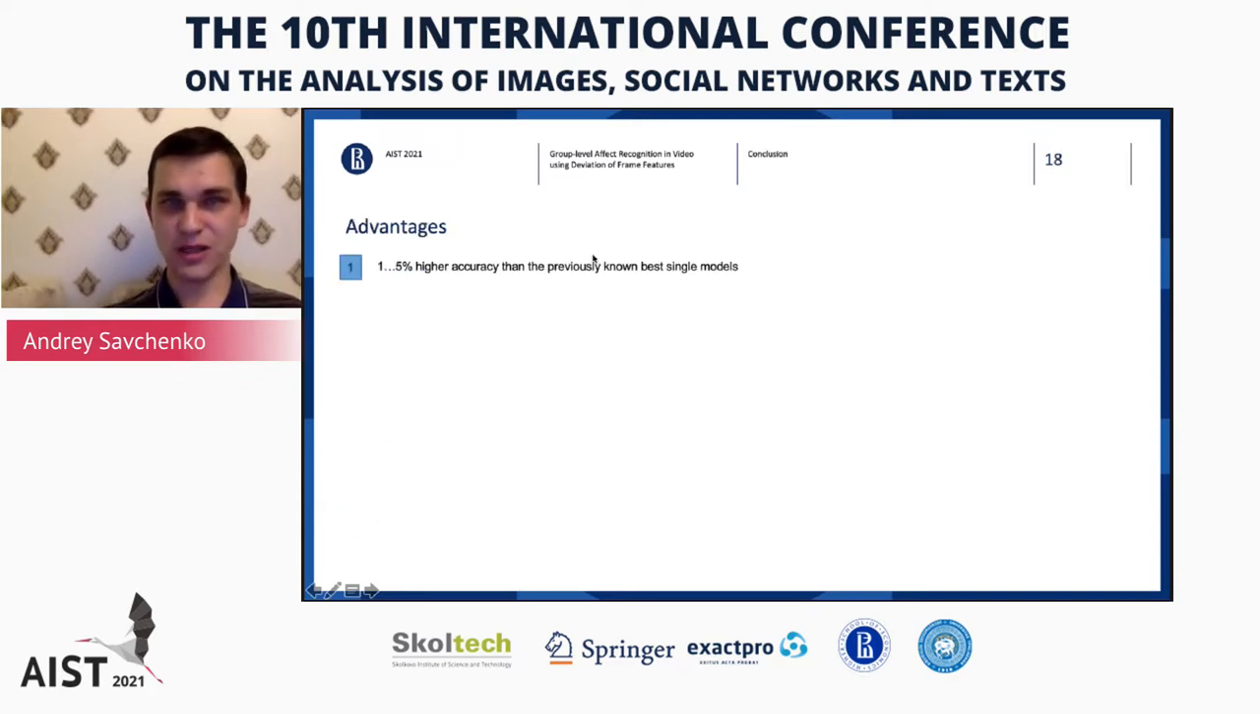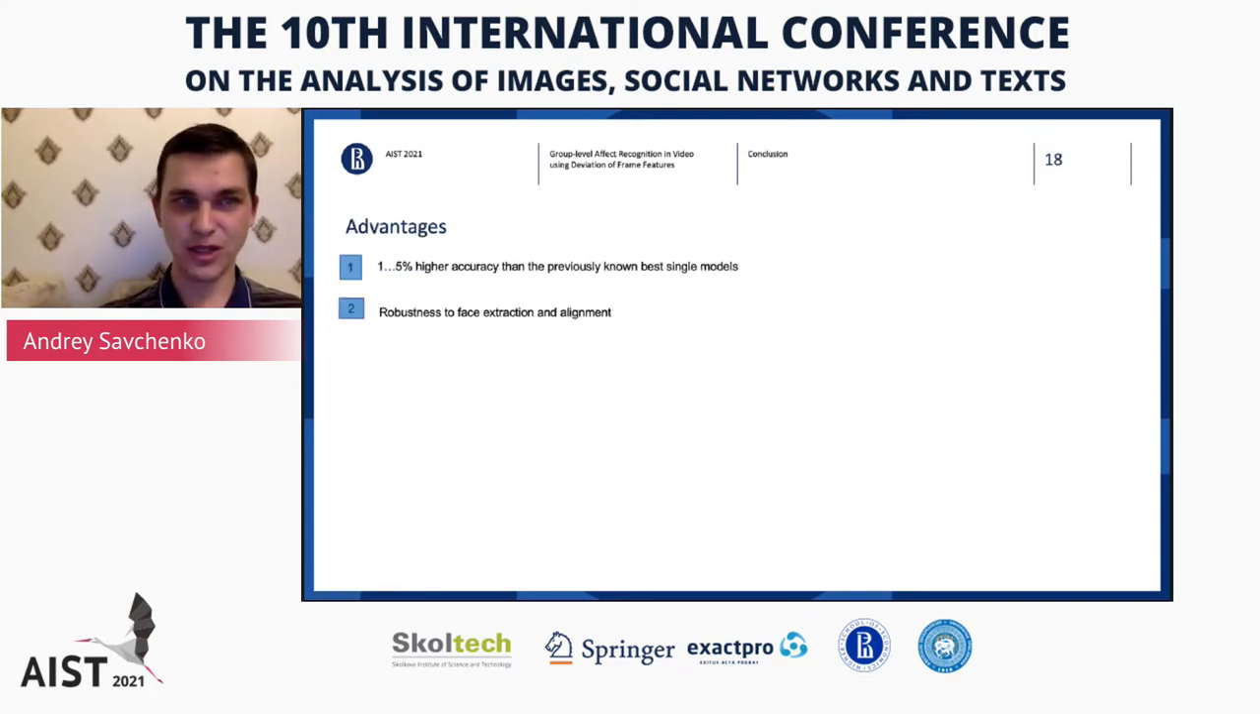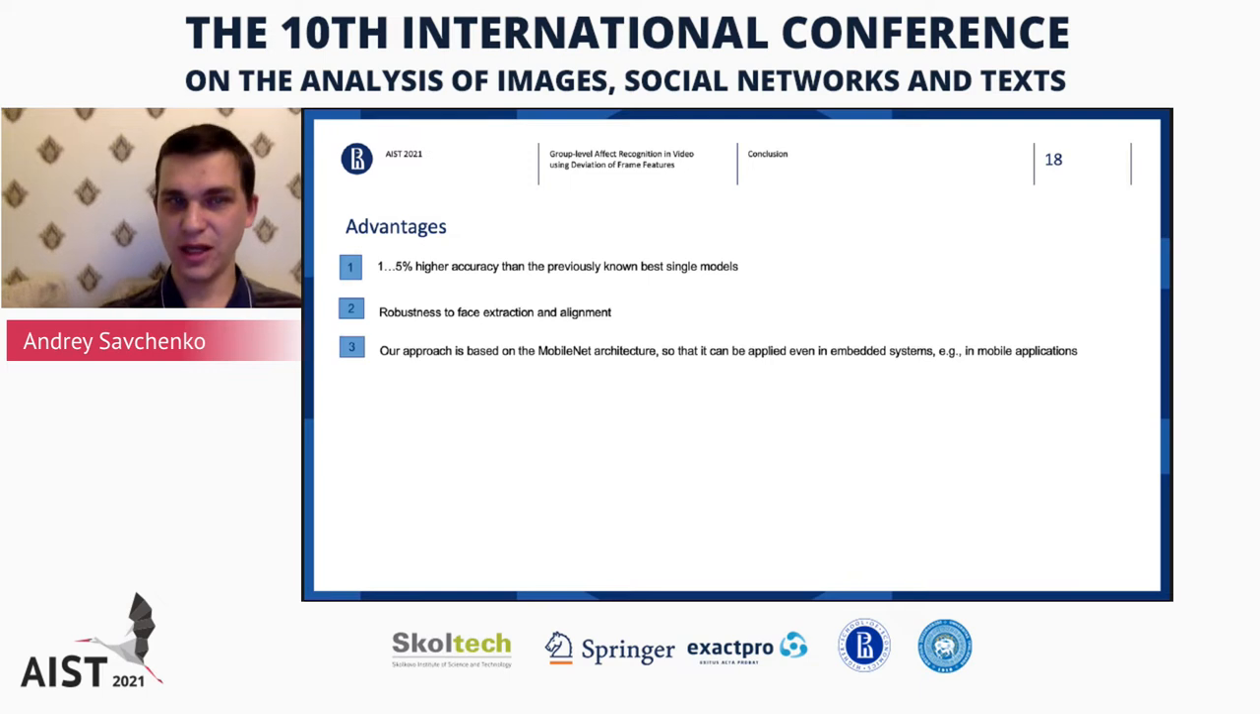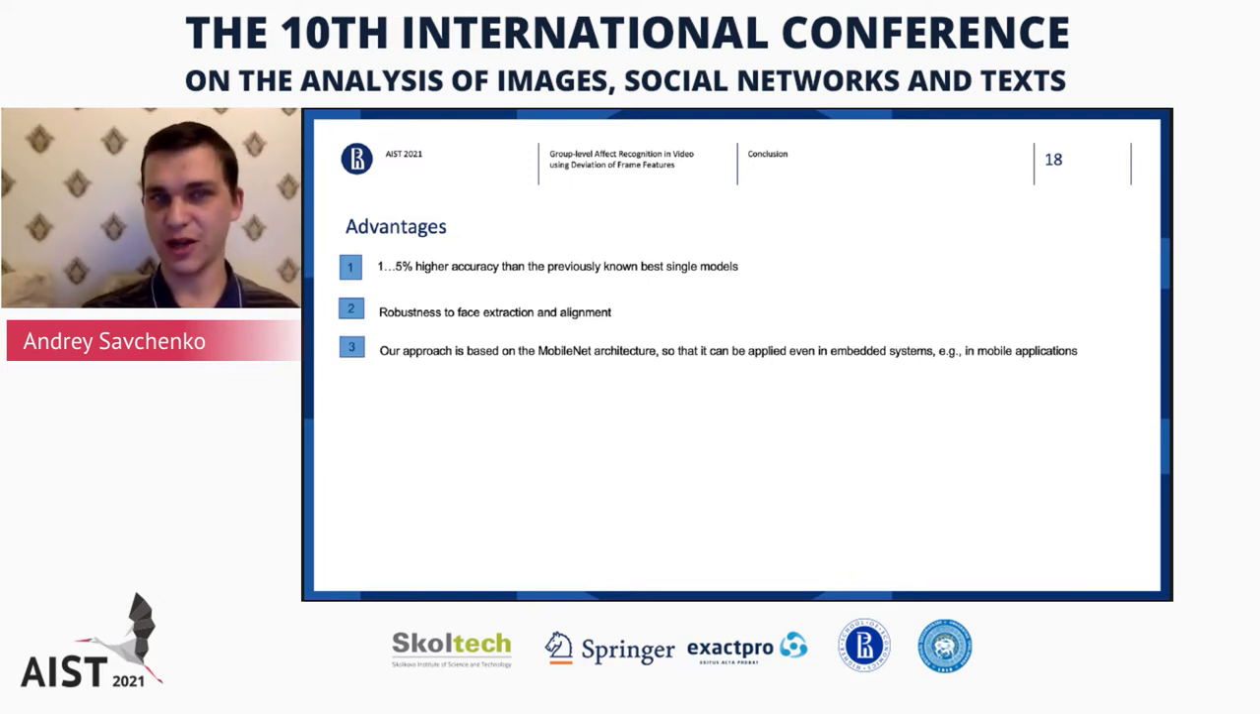So, okay, here is the conclusion. We achieved high accuracy when compared to previously known best single models. We added some robustness to face extraction and alignment. And our approach is based on the really, really simple MobileNet architecture. So it can be used in any mobile device and even on some edge devices, such as video surveillance systems and so on.